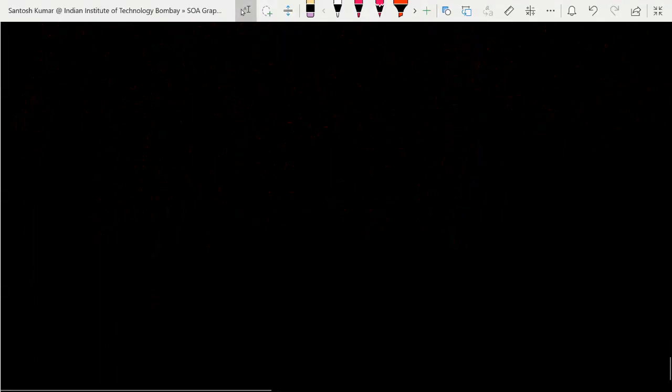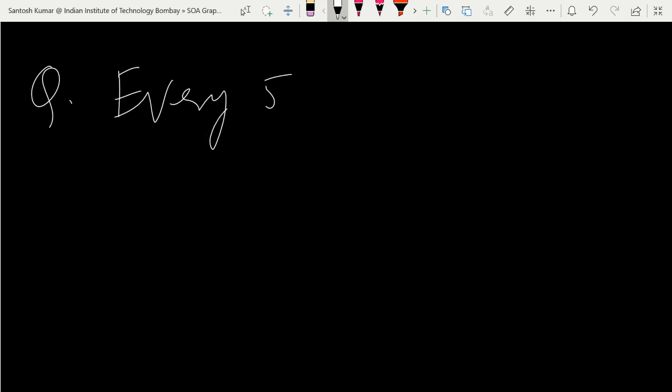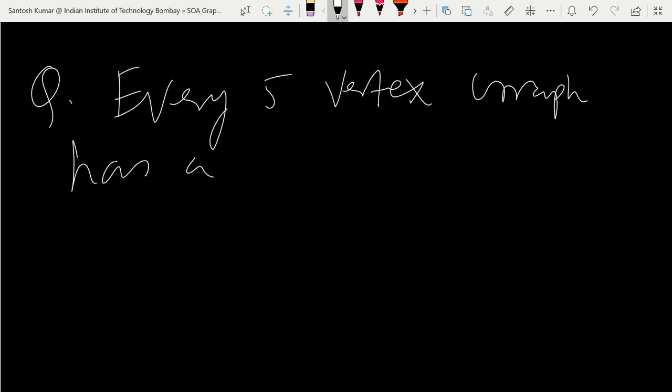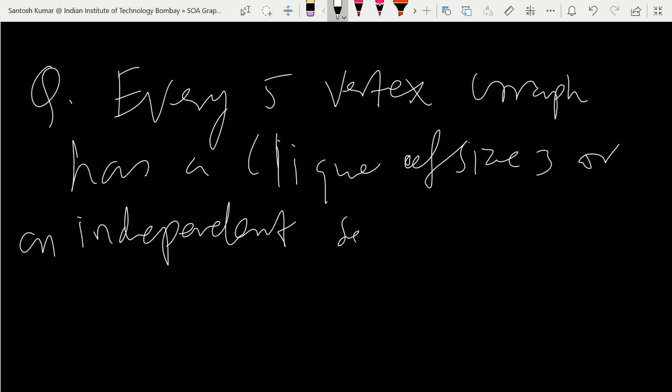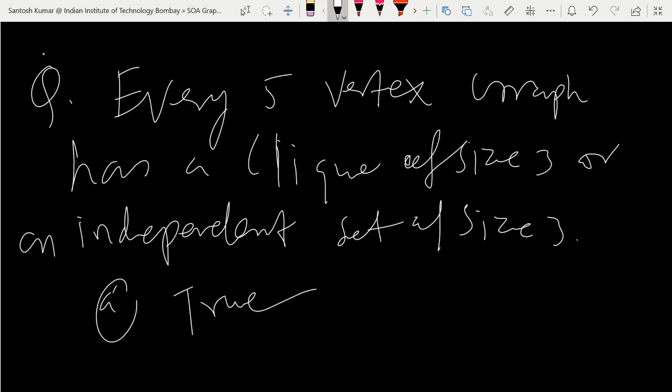So let me write one question and see whether you answer or not. I'm writing a statement. You have to tell me true or false. If I write: every five-vertex graph, meaning a graph of five vertices, has a clique of size 3 or an independent set of size 3. So is this statement true or false? You have only two options, true or false.